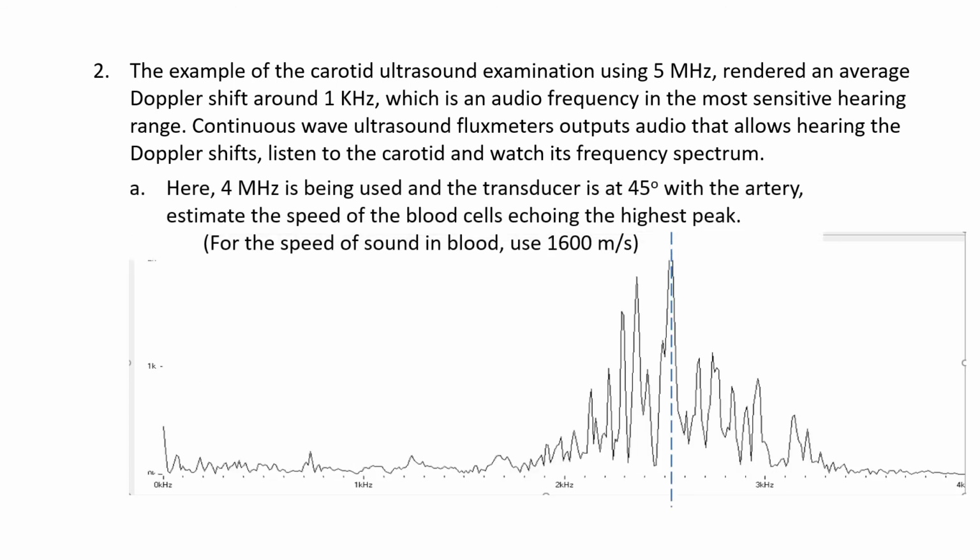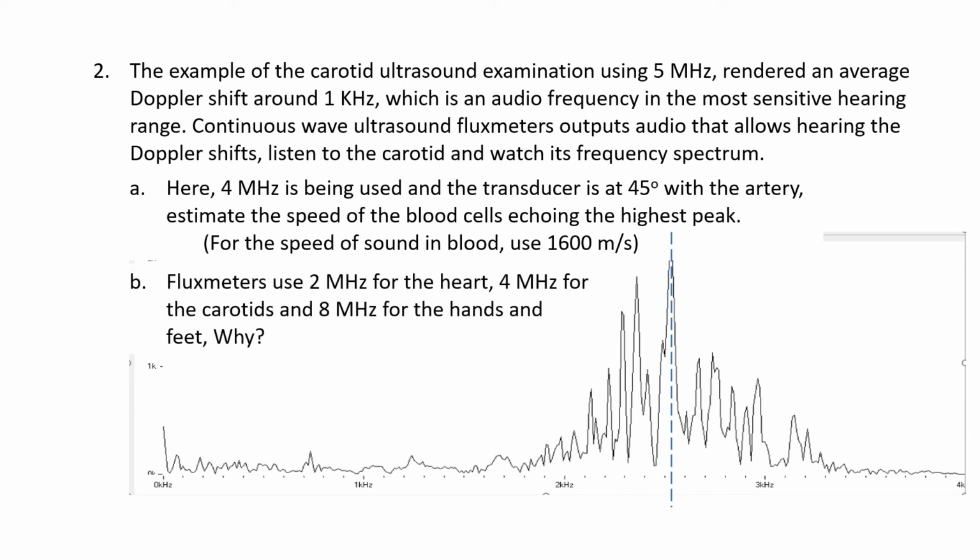Here 4 MHz is being used, and the transducer is at 45 degrees with the artery. A. Estimate the speed of the blood cells echoing the highest peak. For the speed of sound in blood, you may use 1600 meters per second. And question B. Fluximeters used 2 MHz for the heart, 4 MHz for the carotids, and 8 MHz for the hands and feet. Why? Hit pause.